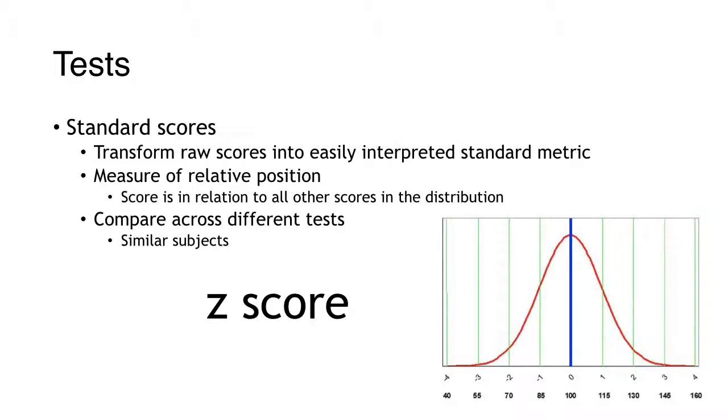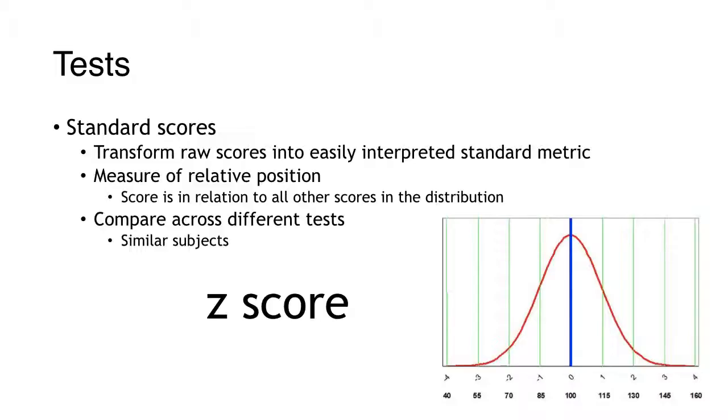When we are working with norm reference tools or tests, we often standardize the scores, and you will see them referred to as Z-scores. Don't confuse this with a standardized test. It doesn't mean that it's a score from a standardized test. It's actually a mathematical process that takes the raw score and changes it to a number that indicates where that score is in the whole distribution of scores.